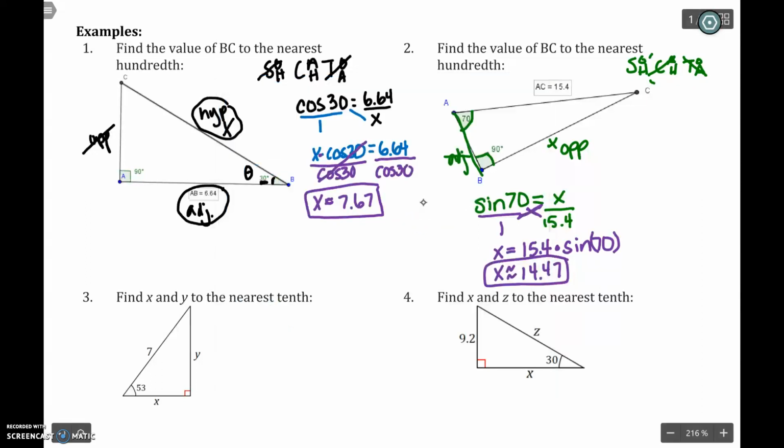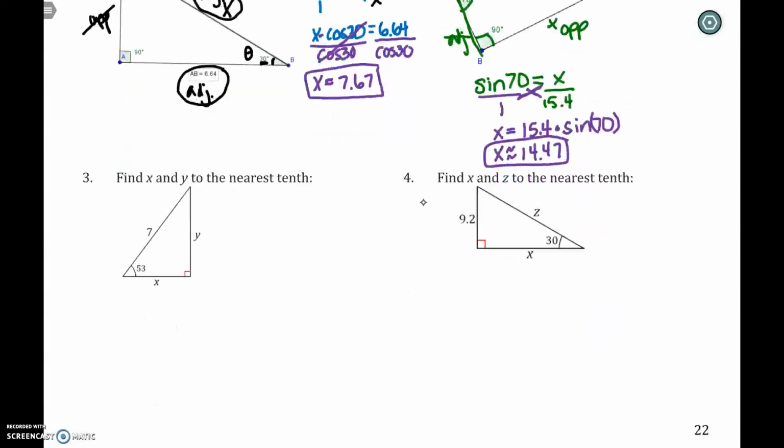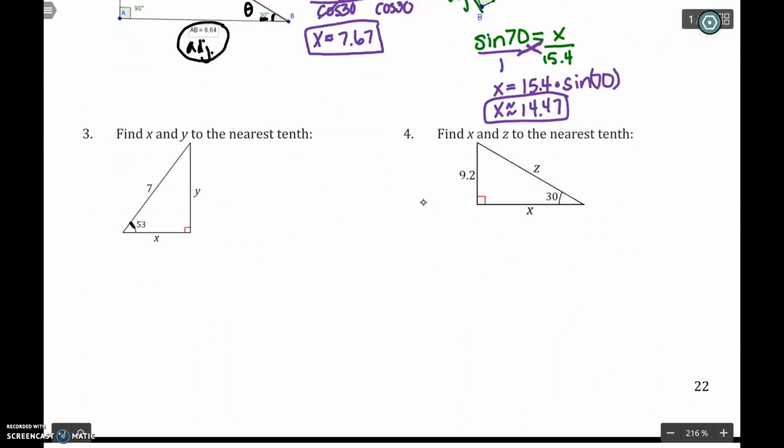Okay, moving on to number 3, we're finding x and y. So our angle is 53, y is the opposite of it, the 7 is the hypotenuse, and the x is the adjacent. And so we basically have to do 2 separate ratios using our SOHCAHTOA. So to find x, we'll do that one first. That would be the adjacent, and we'll use the hypotenuse, which is 7, so that's cosine.